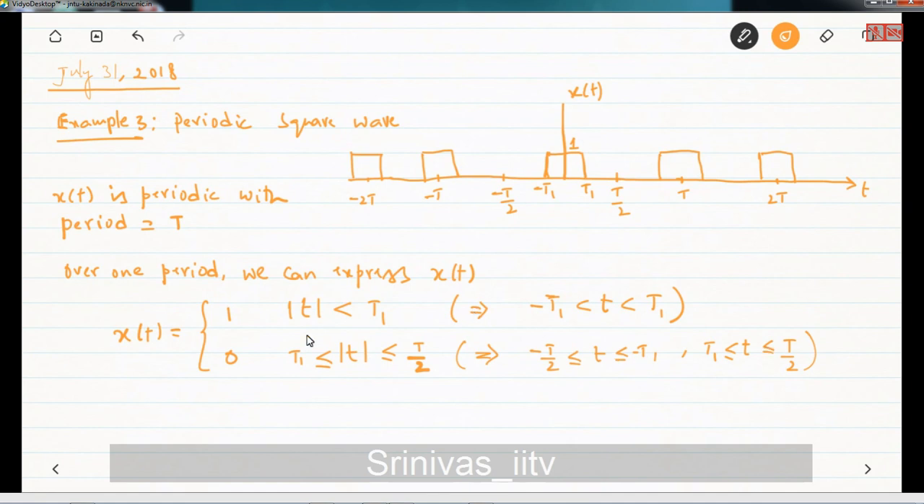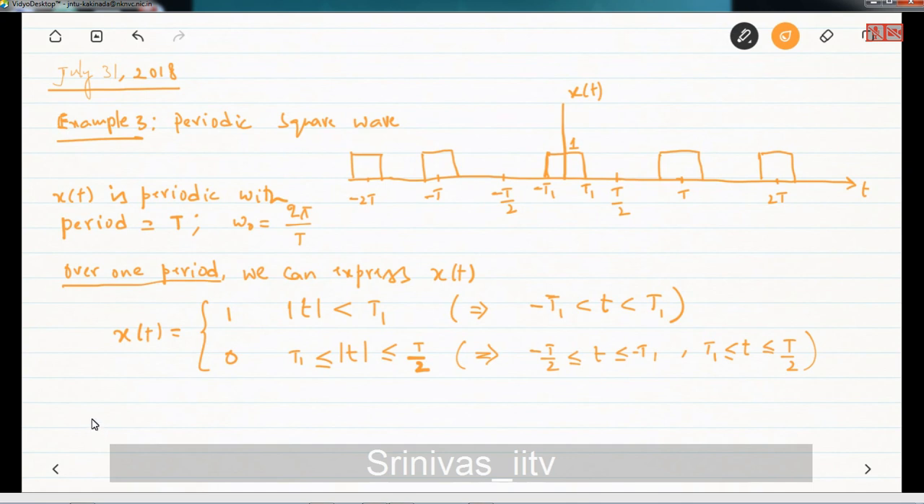We will be frequently using this kind of notation in this course, so you had better be accustomed to this modulus of t notation. As I said, this expression of x of t is only over one period. Over one period, it is non-zero from minus T1 to plus T1. It is 0 in the other intervals. As it is periodic with period T, its fundamental frequency is 2 pi by T.